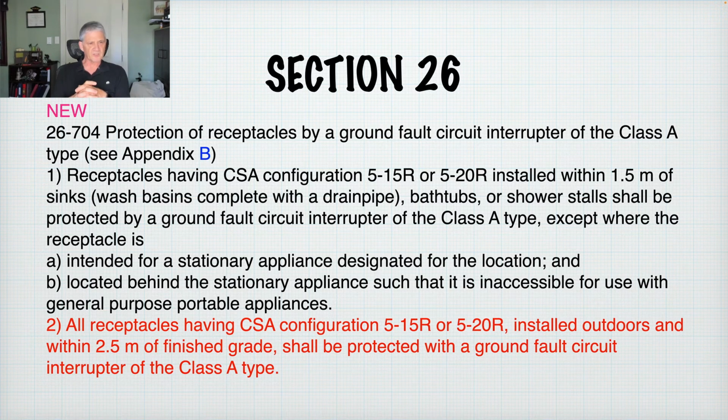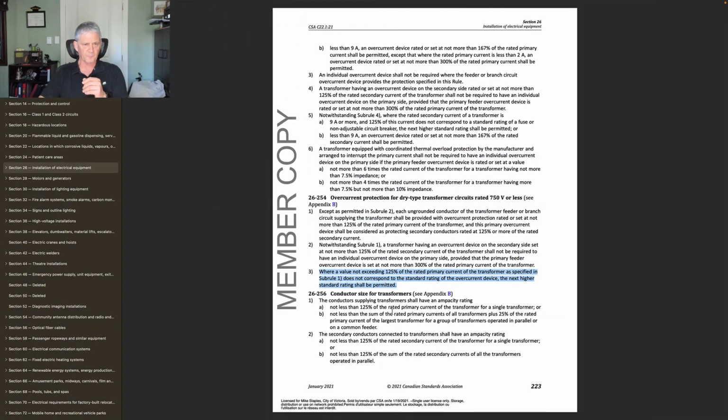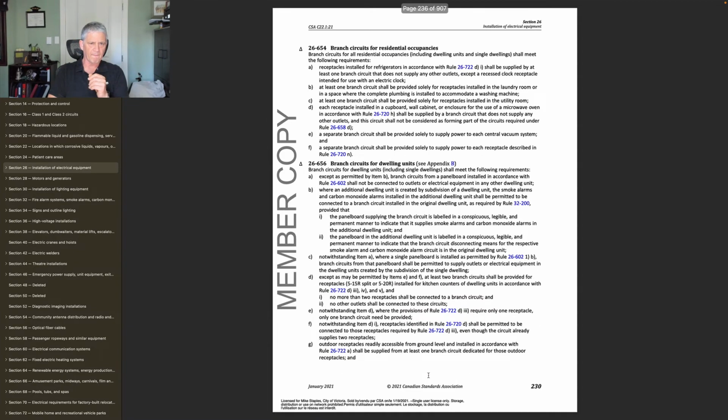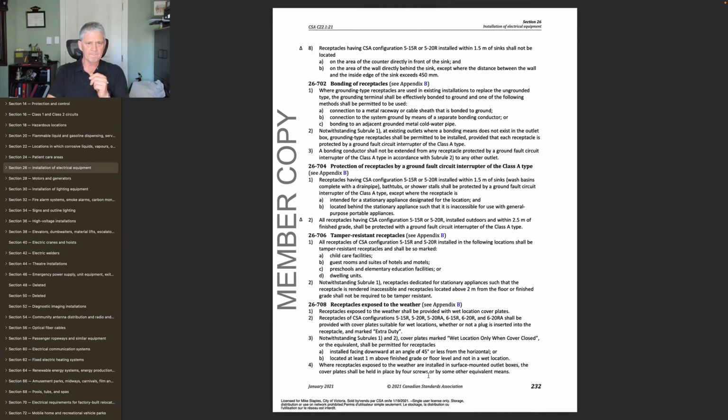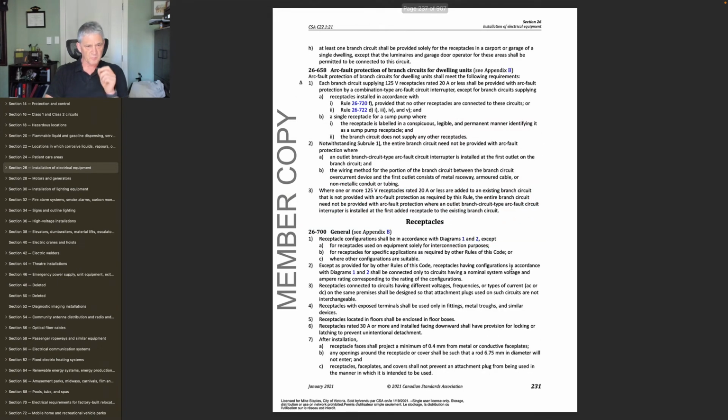So new 26704. Protection of receptacles by ground fault circuit interrupter of a Class A type. So I just want to go to the code book and let's just look this up. So now it has its own rule, its own designation, protection of receptacles. And if we actually look at the section here, this is receptacles. So it is a general statement.